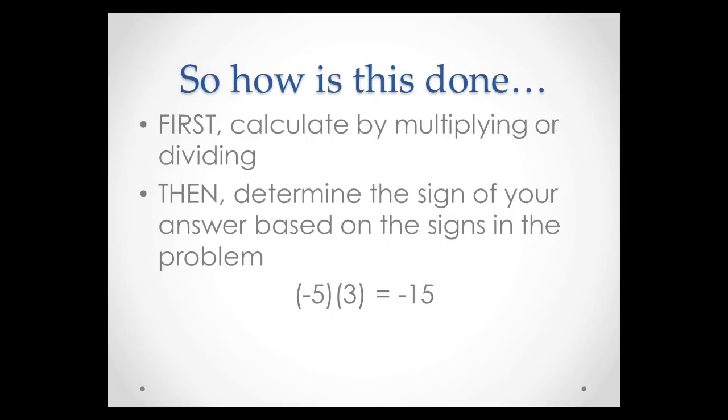So for an example, here we have -5 times +3. If I'm looking at the steps, first calculate by multiplying or dividing. This is multiplying, so 5 times 3 is 15. And then I'm going to determine the sign of our answer. So a negative and a positive, those are different signs, so my answer is going to be a negative. And then if I have a question, -21 divided by -7, again, first I'm going to calculate by multiplying or dividing. So 21 divided by 7 is 3. Then I'm going to determine the sign of our answer based on the signs in the problem. So a negative divided by a negative is a positive.